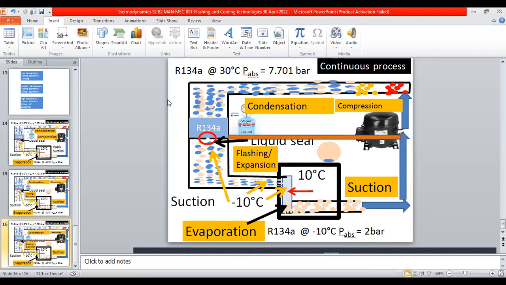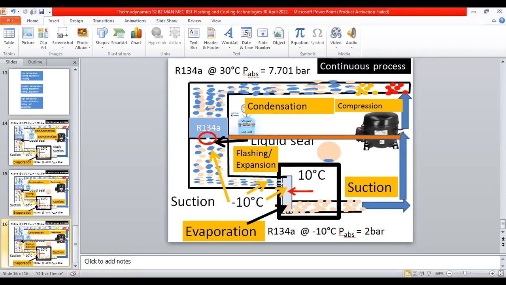We have not identified the components yet, but I believe you can make use of this for your improved understanding. I'm very sure you have learned about refrigeration. I know how you have learned refrigeration. It is not this way. You never learned about the liquid seal. I'm very sure. But that is extremely important.